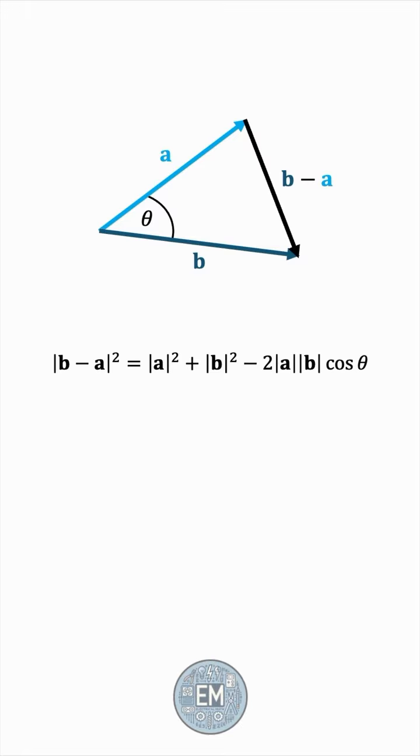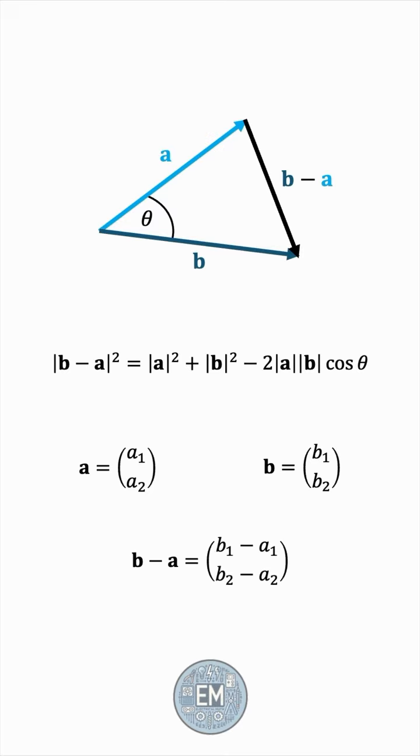Say we have vectors a and b with generic components a1, a2 and b1, b2. Here we're assuming two-dimensional vectors, but the result can be extended to 3D very easily. b minus a is just the displacement vector between the two. Its components are b1 minus a1, b2 minus a2.